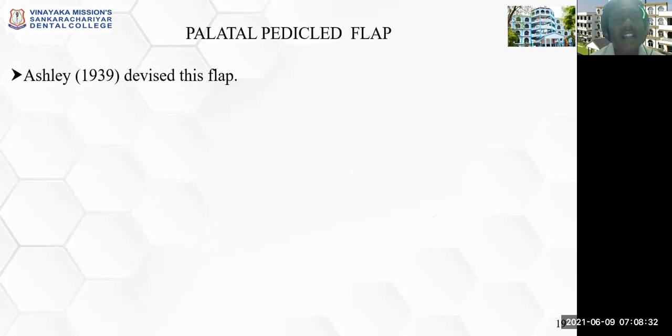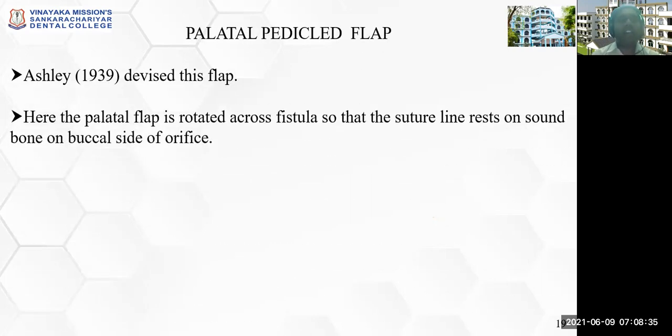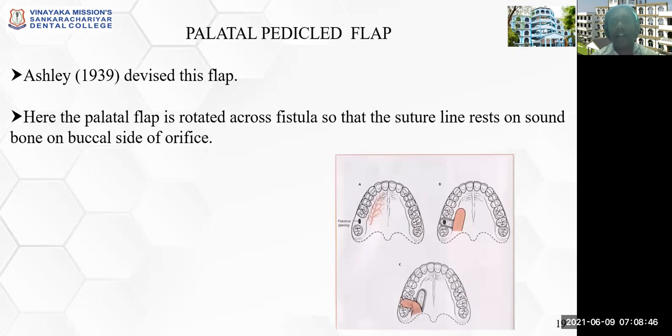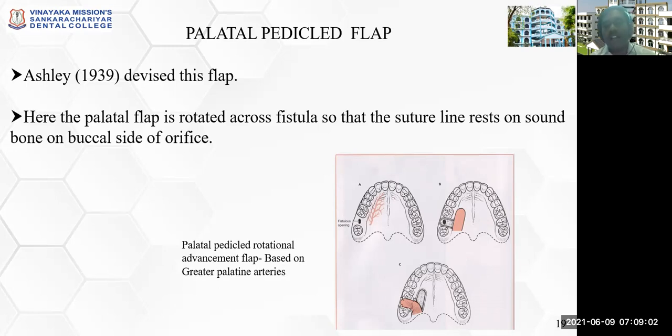Now coming to the next technique, the palatal pedicle flap. It was devised by Ashley in 1939. Here, the palatal flap is rotated across the fistula so that the suture line rests on the sound bone on the buccal side of the orifice. You can see the palatal flap there. It is based on the greater palatine artery. It is an axial flap. Whenever a flap is based on a particular artery, it is called an axial flap. So it has been rotated and advanced and kept over the fistula.